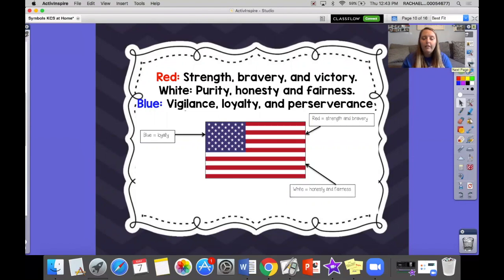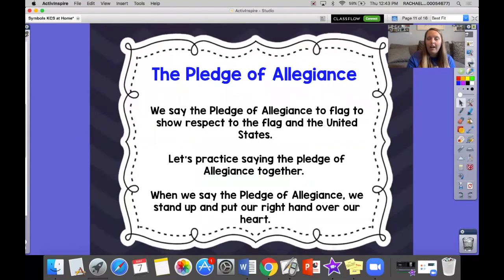Now, the American flag is a symbol of America, the United States. However, we also have another symbol for the United States, and it's the Pledge of Allegiance. We say this at our school every morning on the announcements together, and I bet at your school you said it also. So we say the Pledge of Allegiance to the flag to show respect to the flag and also to the United States. So let's say it together.